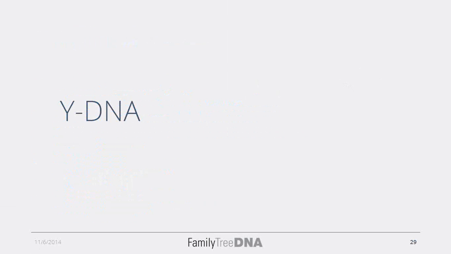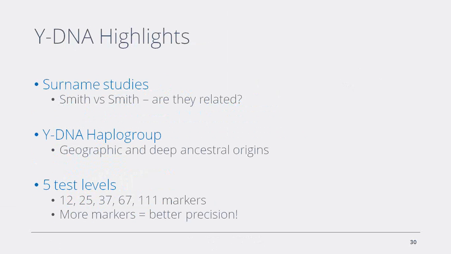All right, so let's take a little more detailed look at each of these tests and what information you'll see. So just a quick recap of YDNA. We've already talked about that the most common use of it is surname studies, Smith versus Smith, are they related? Then when you do a YDNA test, besides the genealogical component of it, there's also a deep ancestry component. You'll automatically get that, and it's something called a haplogroup. And the haplogroup represents your geographic and deep ancestral origins of that same direct paternal line.